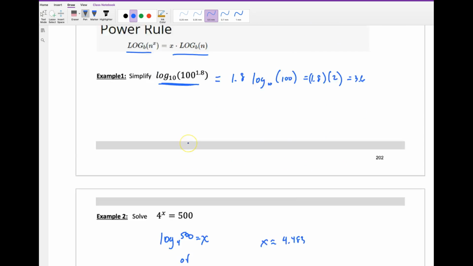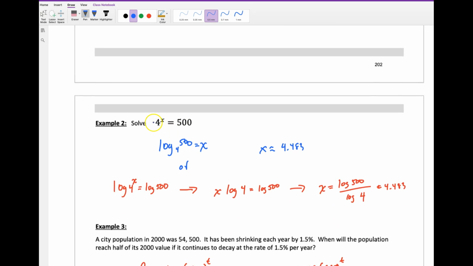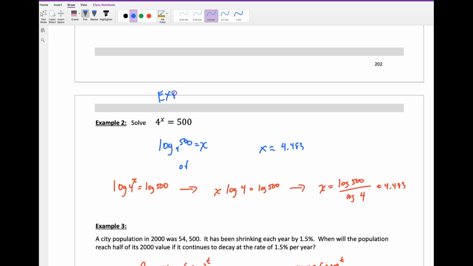Those are equivalent statements, and so when we take the log to solve an exponential equation here, this is an exponential equation. To solve an exponential equation, this is what you have, an exponential function, but it's an equation. You use logs to solve that. And so what you do is you take the log of both sides.